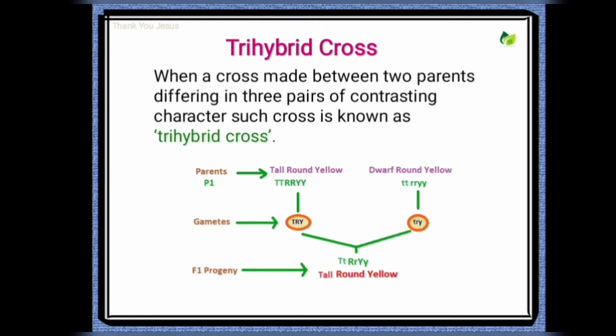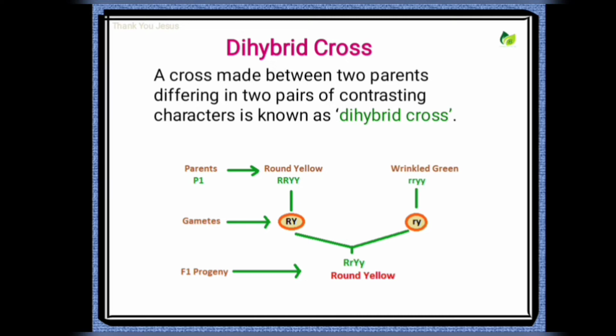Similarly, when a cross is made between two parents differing in three pairs of contrasting characters, such a cross is known as trihybrid cross. Here, three characters are taken into consideration, such as plant height, seed shape and also seed color. In this video, we are going to deal with dihybrid crosses. Crosses where two pairs of contrasting characters are involved are called dihybrid crosses.